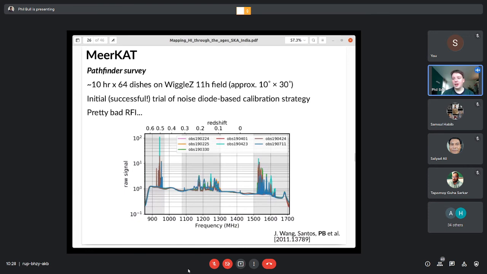So we've done a Pathfinder survey though. We did about 10 hours on all 64 dishes over the WiggleZ Galaxy survey, 11-hour field, a 3 by 30 degree stripe. We used noise diode fires, so periodically we fire a noise diode into the receiver to do a kind of temporal relative calibration.